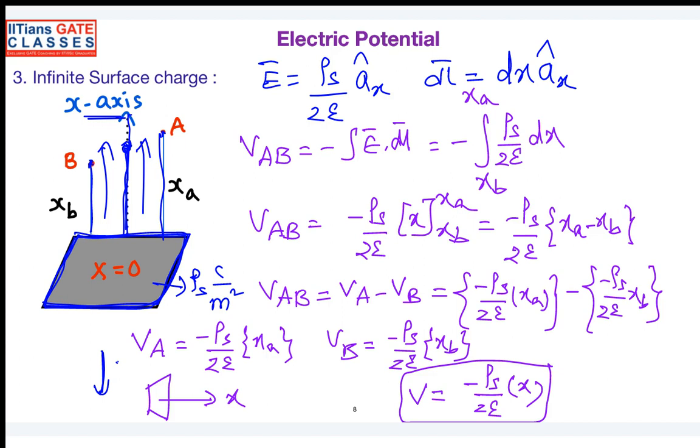So these three cases are very important here. We have seen the electric potential due to a point charge, line charge and surface charge. You can ask any questions. Are the concepts clear, or am I going too fast?